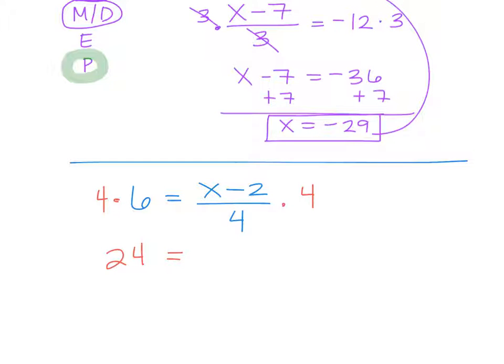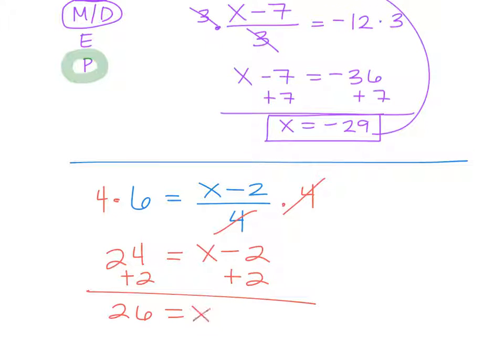What happens to the 4 over here? It reduces to 1, right? So these are gone. That would just be 1 now. So we're left with x minus 2 equals 24. What do you do next? You add 2. Okay, so 26 is your x value.